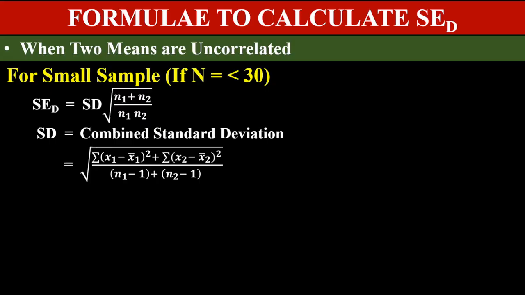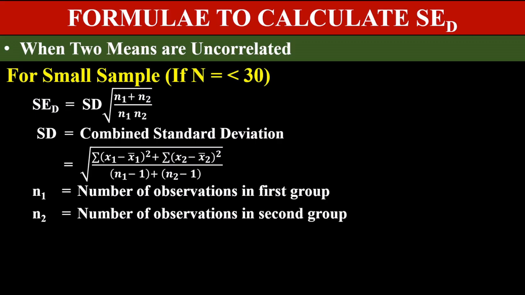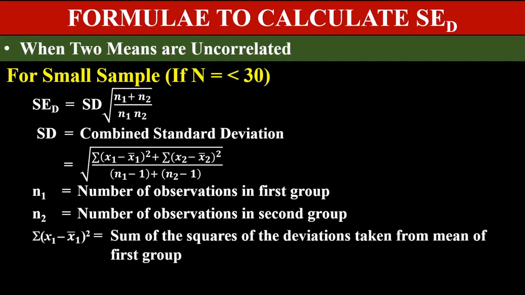SD is the combined standard deviation, and it is found by using this formula: root of sigma (x1 minus x bar 1) whole square plus sigma (x2 minus x bar 2) whole square, upon n1 minus 1 plus n2 minus 1, where n1 is the number of observations in the first group, and n2 is the number of observations in the second group.